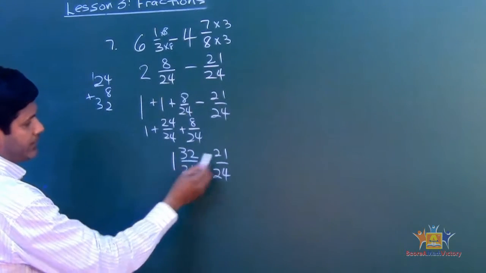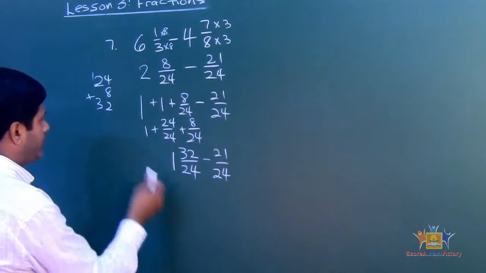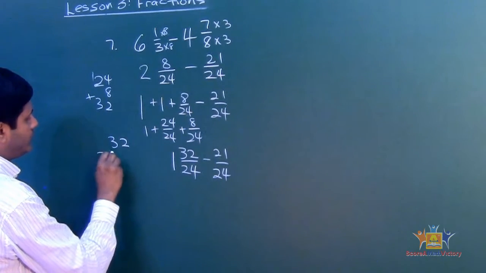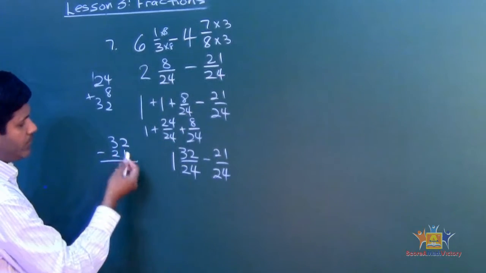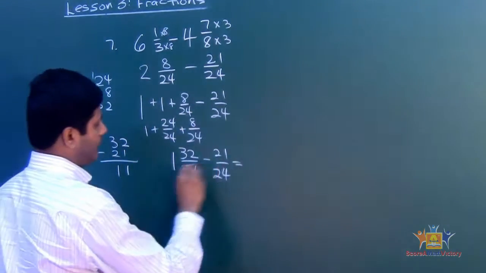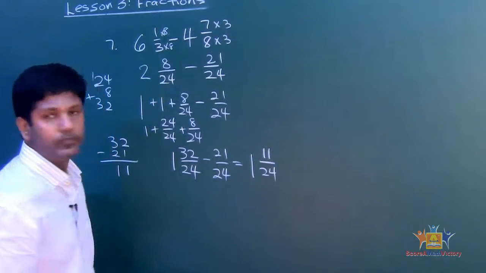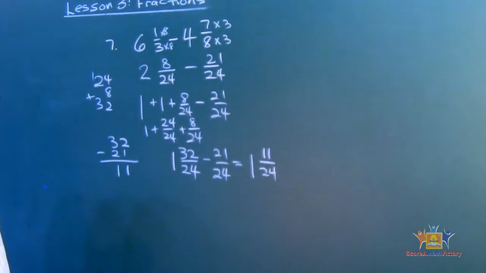So now we're subtracting this. We can because now we have the common denominator. So we take 32 minus 21. 2 minus 1 is 1. 3 minus 2 is 1. See that? That makes it... bring the 1 across. 11 over 24. You got it? Good job.